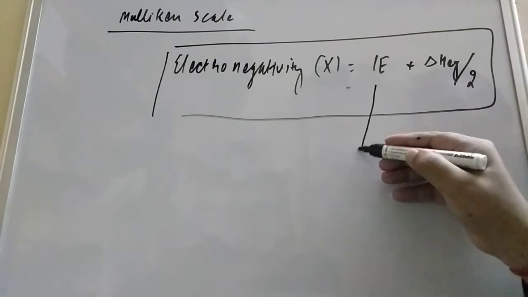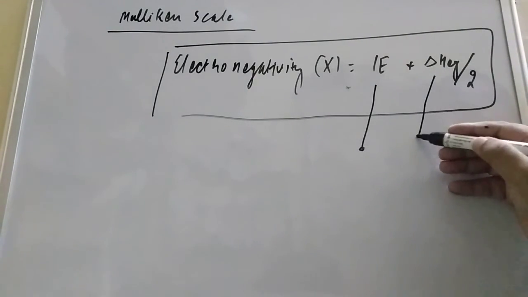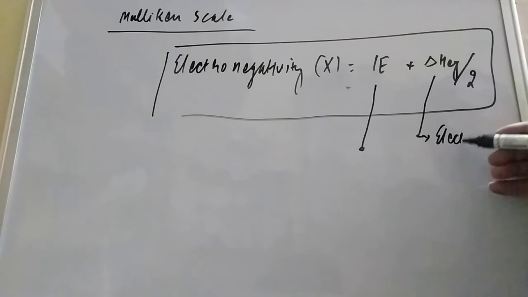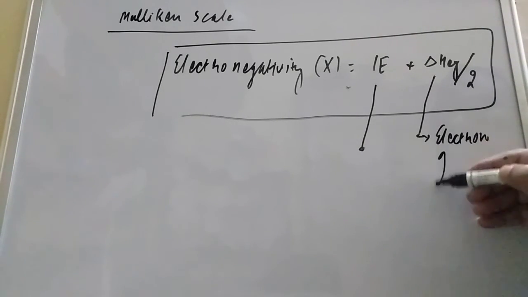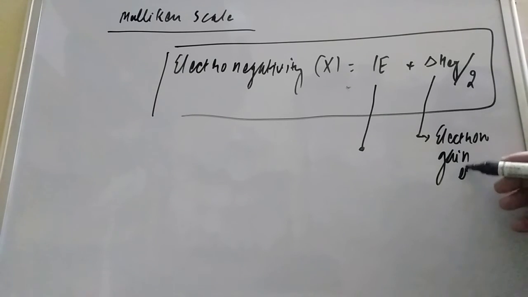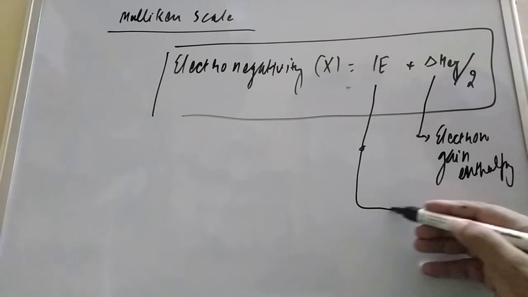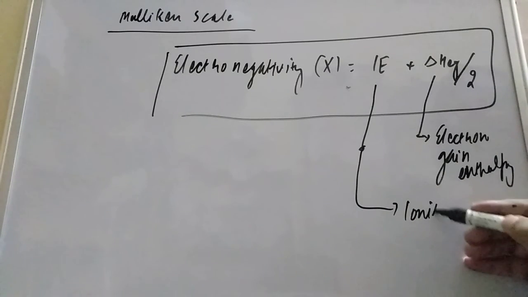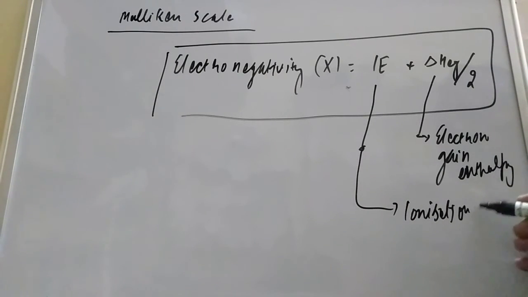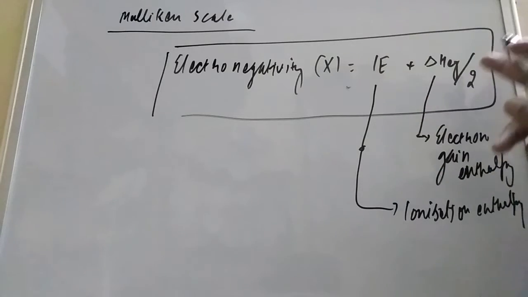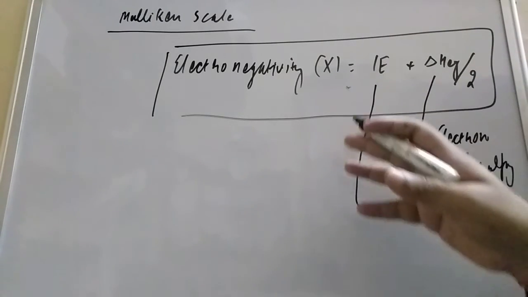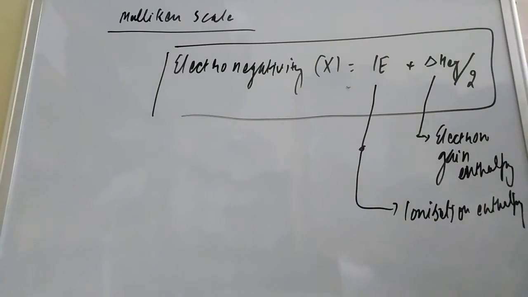HEG means electron gain enthalpy, that we already studied. And IE is the ionization enthalpy. So if ionization enthalpy and electron gain enthalpy are given, we can easily calculate the value of electronegativity.